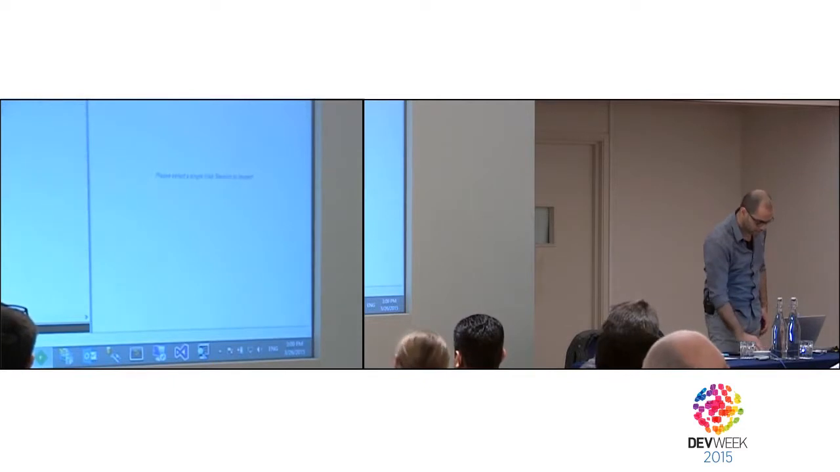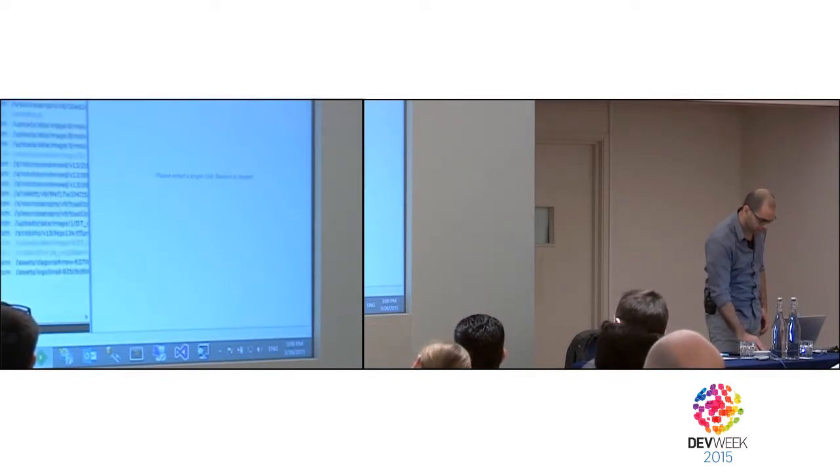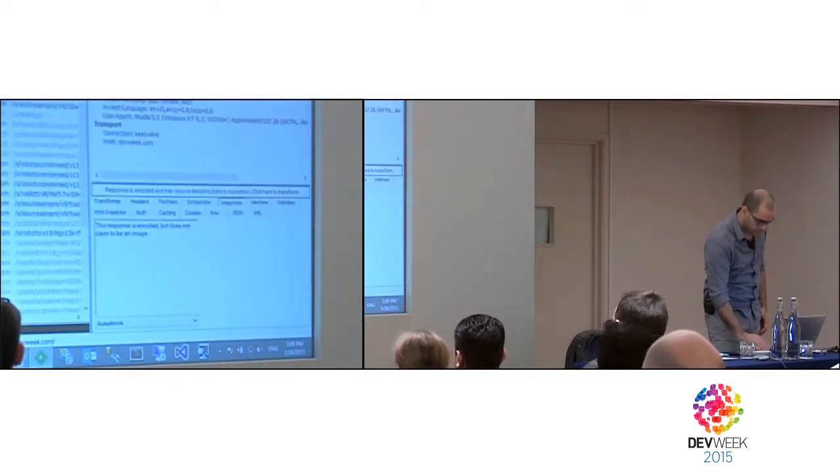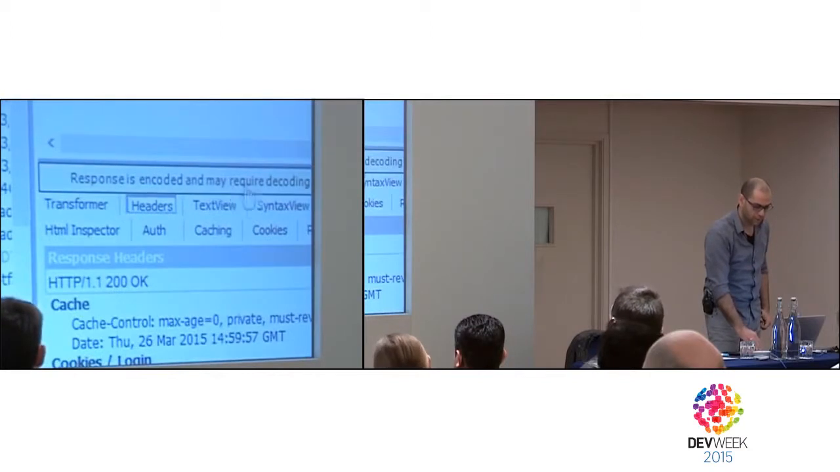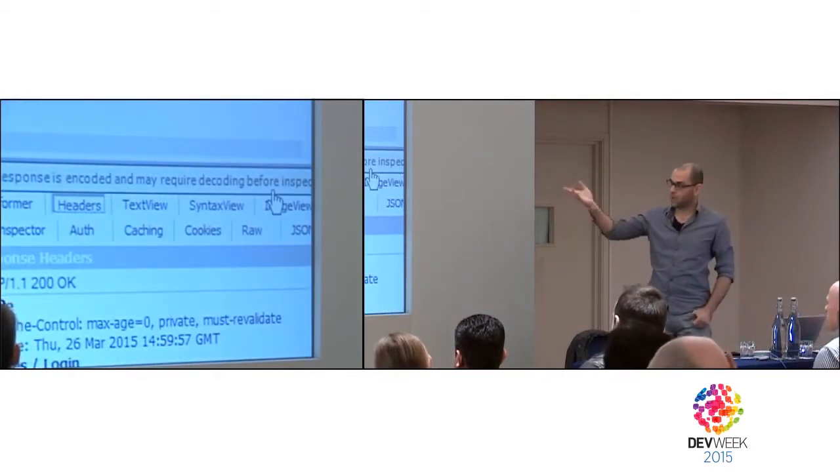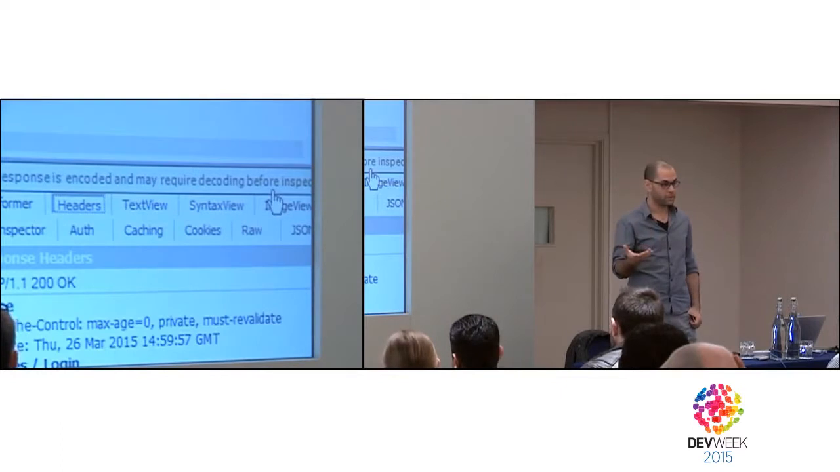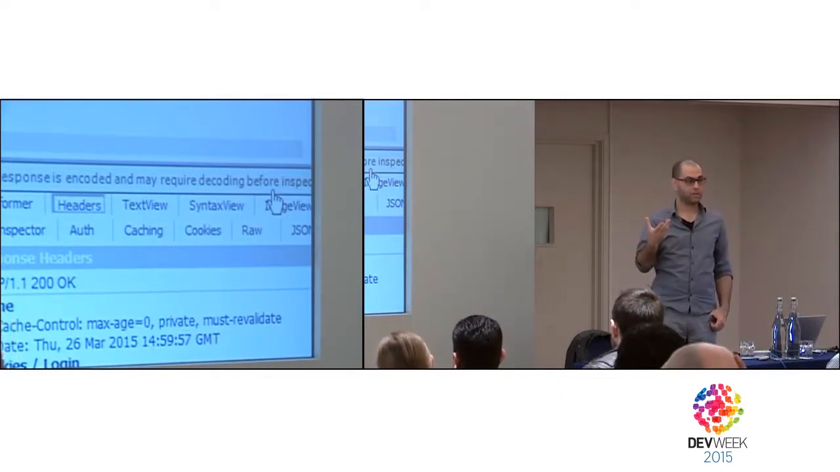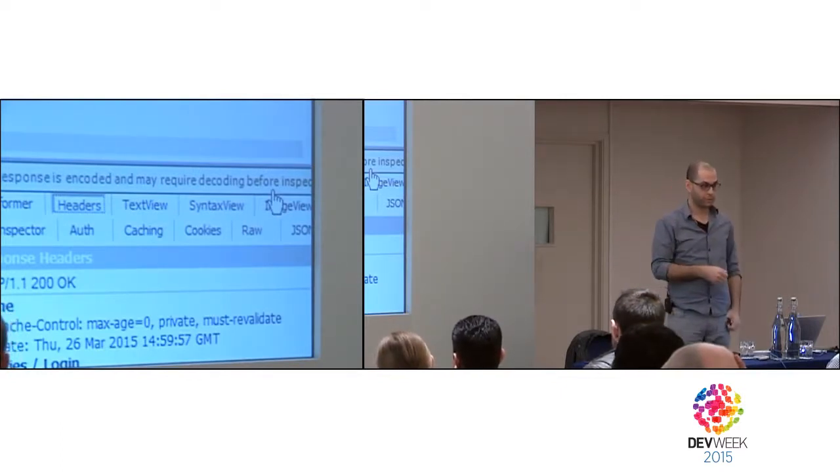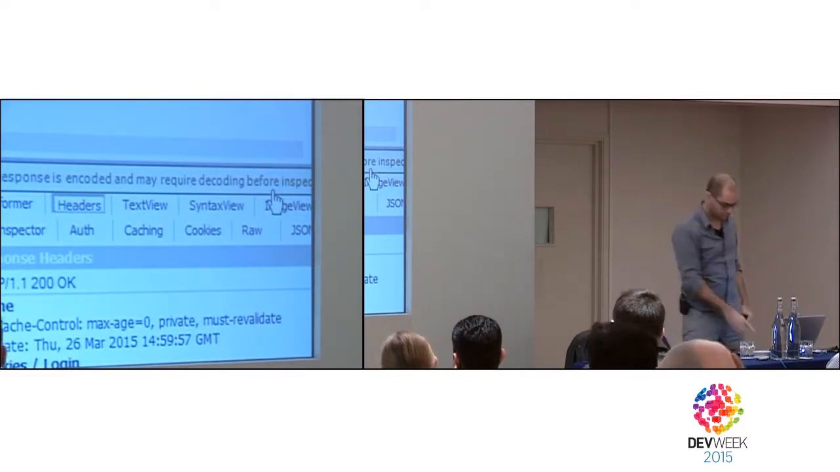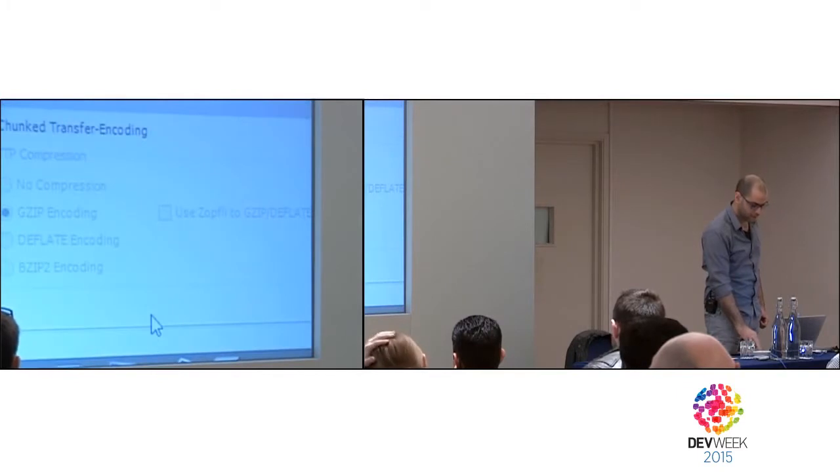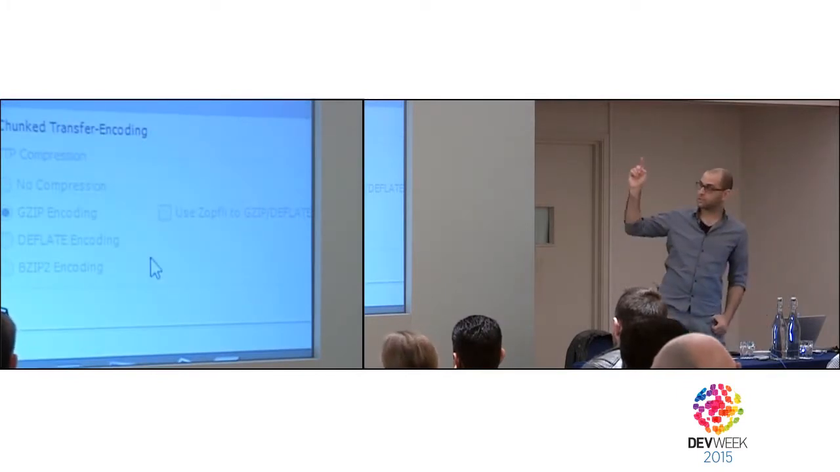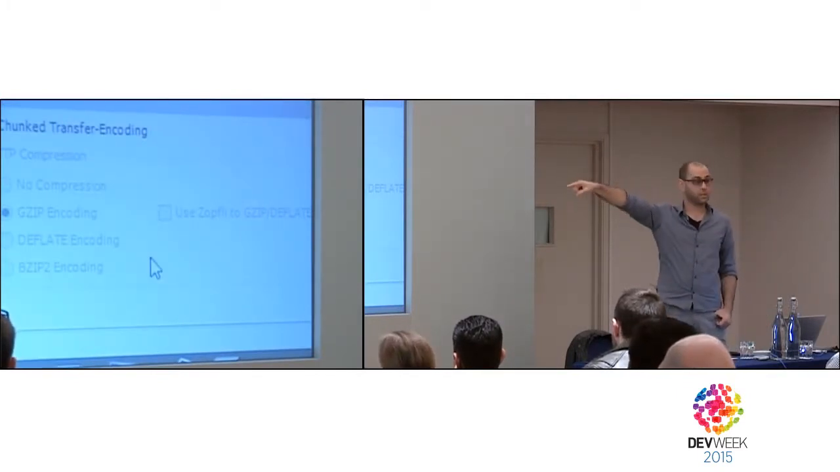Okay, and let's select, for example, the HTML for DevWeek. As you can see, it says here, response is encoded and may require decoding. I'm not sure if it's encoded because it's compressed or because it's chunked. Chunked is the streaming mechanism of HTTP. So I can just click on the transformer tab to see exactly what happened to this message. So this one is both chunked and gzipped.